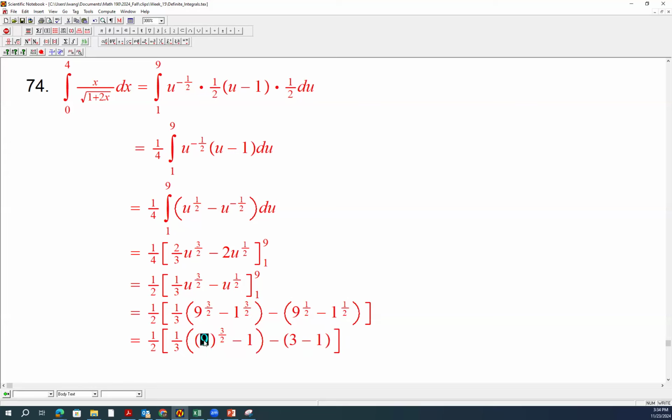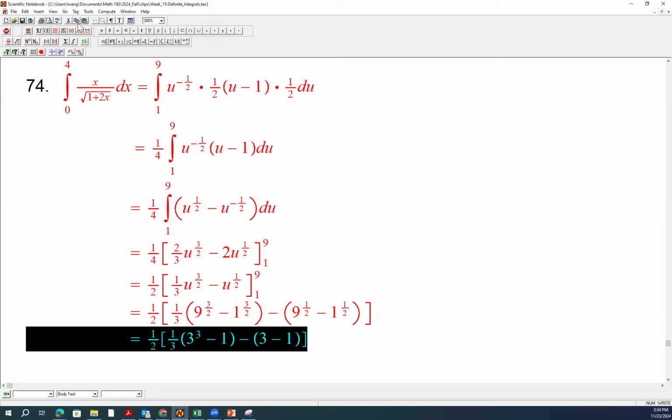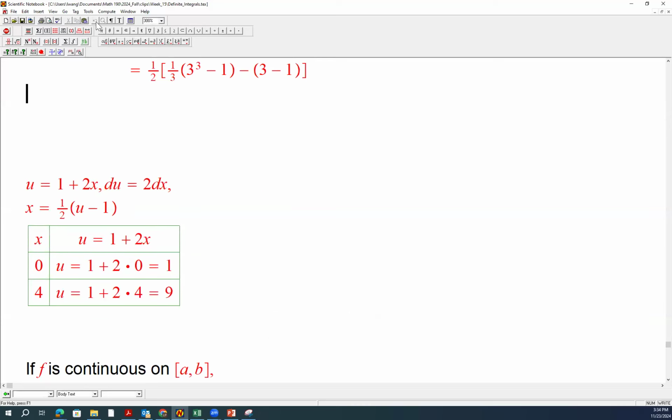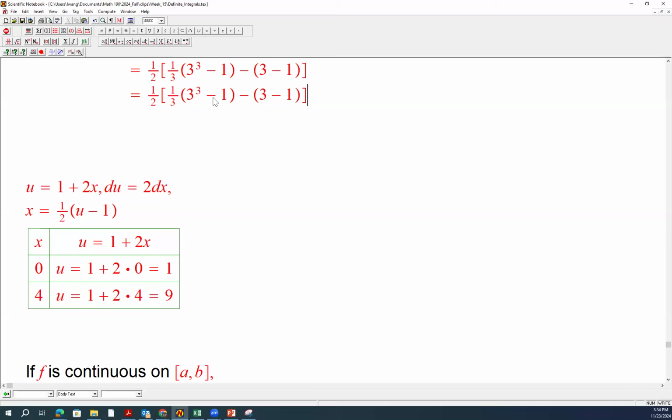9 is 3 squared. And the squared 2 times this exponent is 3 to the power of 3. 3 to the power 3 is 27. So I'm going to save that piece and show you the next part. This is 27 minus 1. That's 26. And this part is 2.